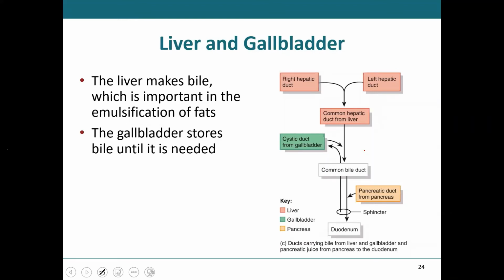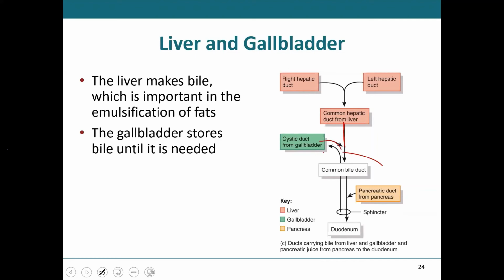So this chart on the right is the same thing we just talked about. You have your common hepatic duct carrying bile. You have a cystic duct coming from the gallbladder carrying bile.